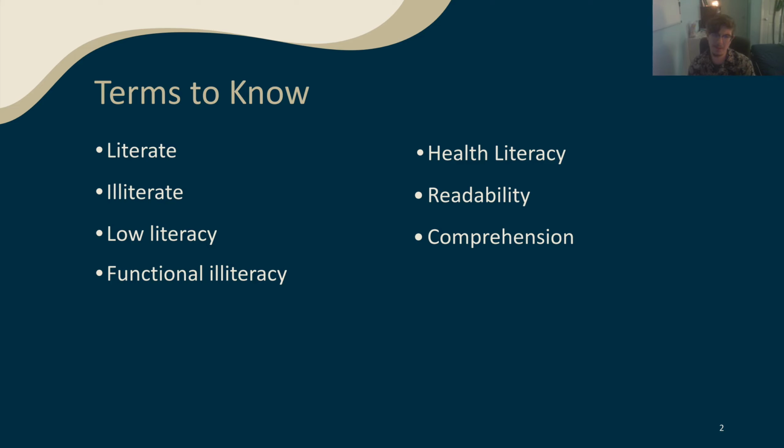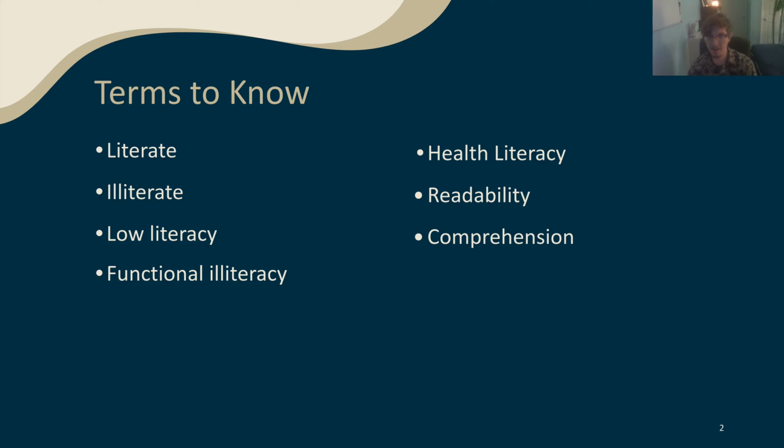Another important thing to notate before we go on is that just because someone's illiterate or has low literacy or functional literacy, it doesn't mean they're stupid. And this is something we're going to talk about later. But someone can have an average IQ and be illiterate, right? It honestly has nothing to do with intelligence. And that's just something we need to keep in mind moving forward.